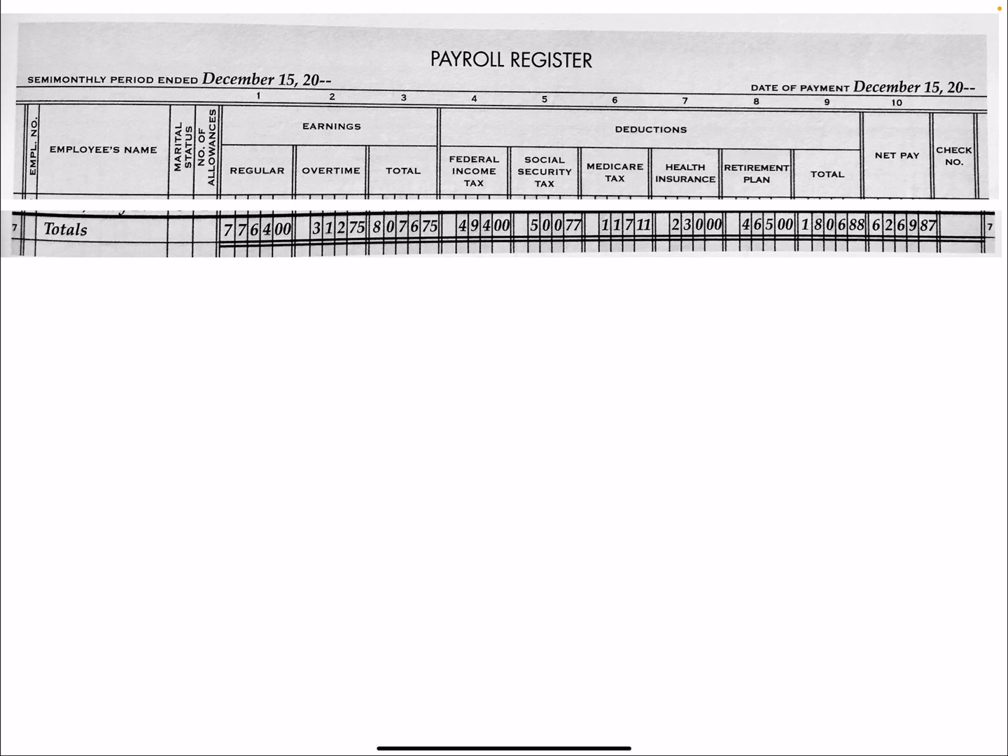The sum of the total earnings column right here is a salary expense for the pay period. Salary expense is debited for this amount. The total of each deduction column is credited to a liability account. For example, the federal income tax of $494 were withheld from the employee's gross wages. The amount withheld is a liability of the business until the taxes are sent to the federal government. Therefore, employee income tax payable is credited for $494 to record this liability.